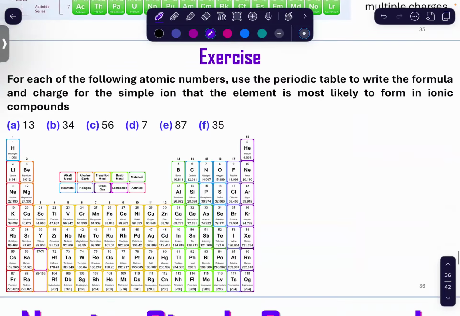Okay, so for each of the following atomic numbers, use the periodic table to write the formula and charge, or symbol and charge, for the simple ion that the element is most likely to form in ionic compounds. Okay, well, let's look at part A. Element 13, that's aluminum. Aluminum is in group 13. We also know that aluminum is one of our common charge ions at a 3+.